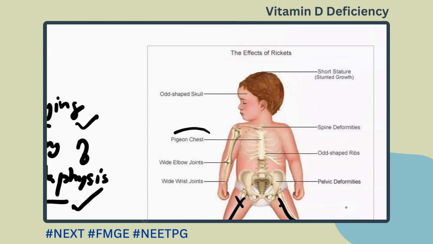The child will also have this kind of chest. The sternum will be pushed forwards. This is called pigeon chest, also called pectus carinatum.